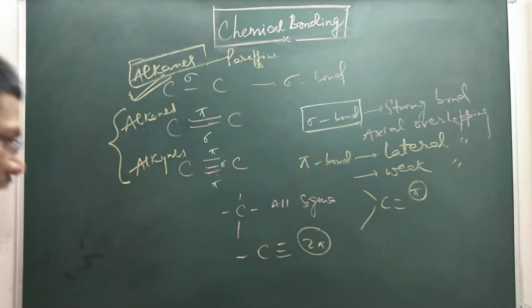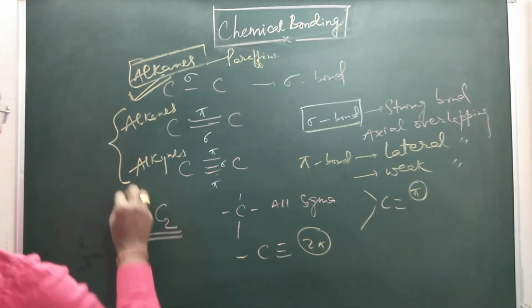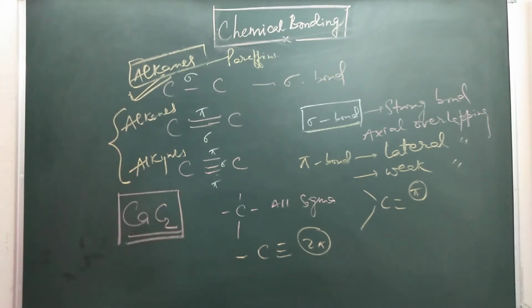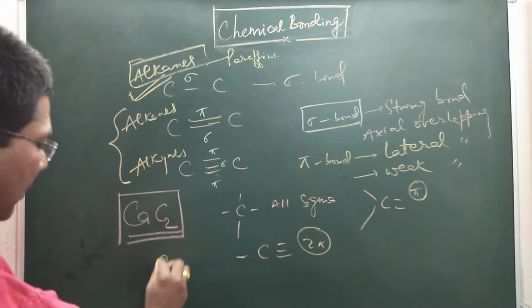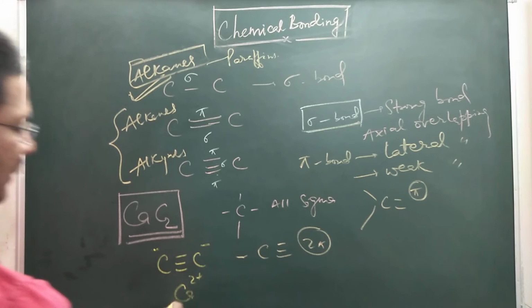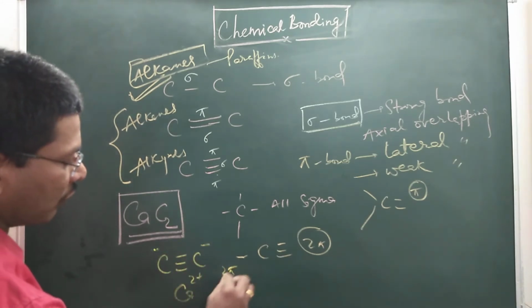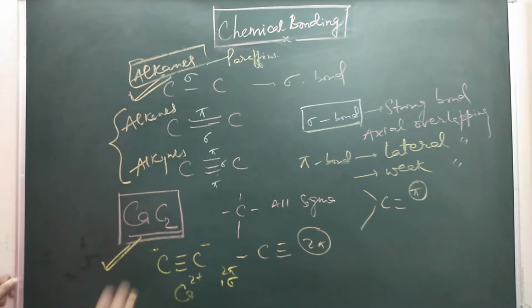One question of IIT was, how many sigma and pi bonds are there in calcium carbide? So let's see this question. Calcium carbide has this structure, and this is calcium. Between calcium and C2 2 minus there is ionic interaction, so there are 2 pi and 1 sigma. This has been asked in IIT, so keep this in mind.